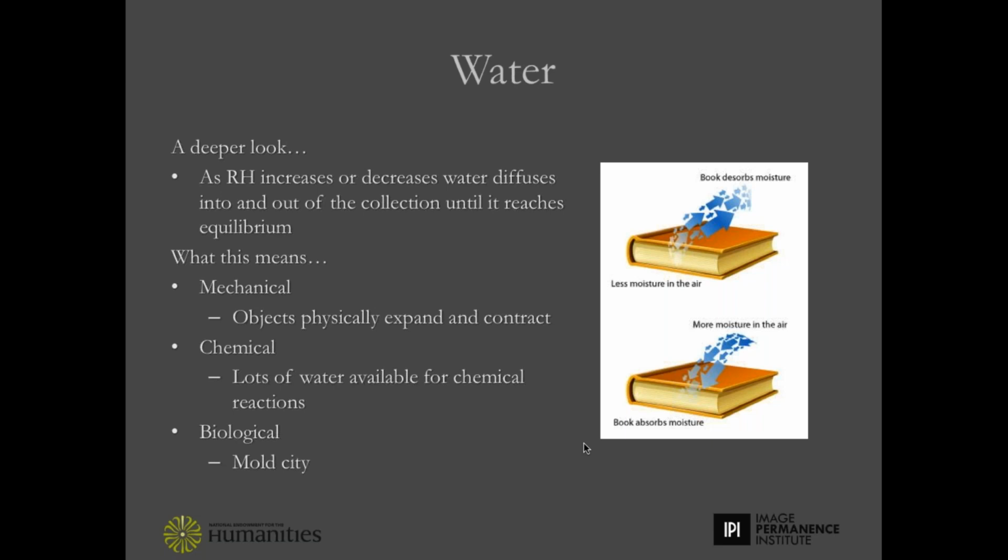So with a photograph, you might have a paper support and gelatin. The paper and the gelatin absorb different amounts of moisture at different rates. And that's where we get things like cockling.